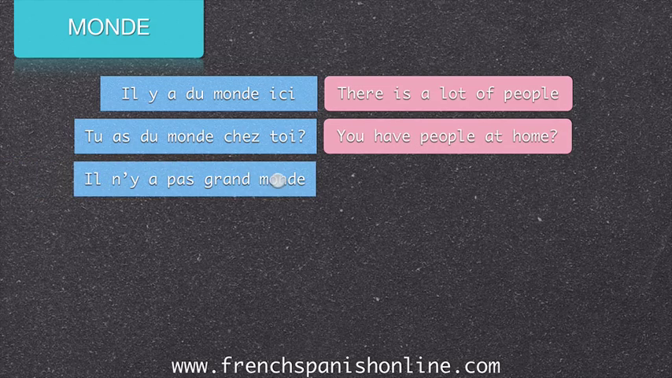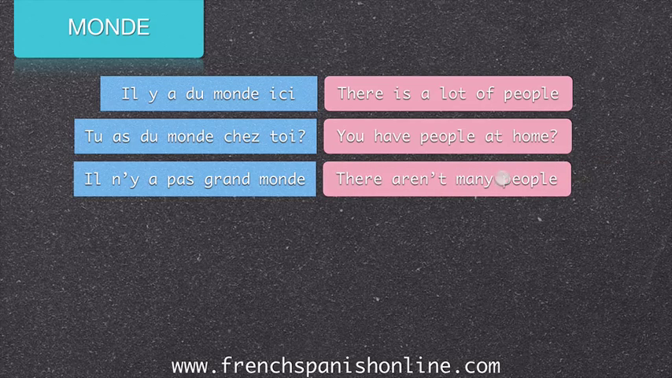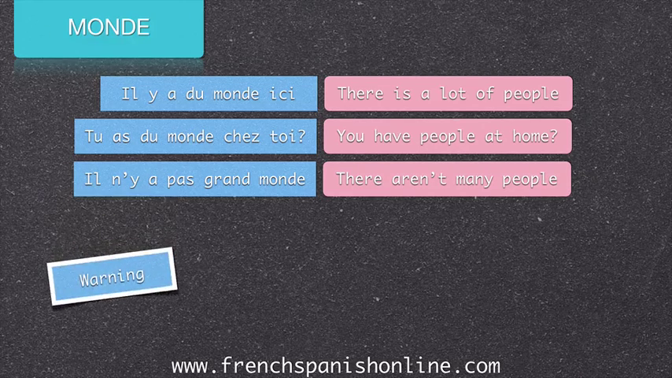Il y a pas grand monde. The negative form, there aren't many people. You are queuing to go to a cinema, for example, and you can say il y a pas grand monde ce soir, there aren't many people tonight. There is a warning for this word too, because monde also means world.